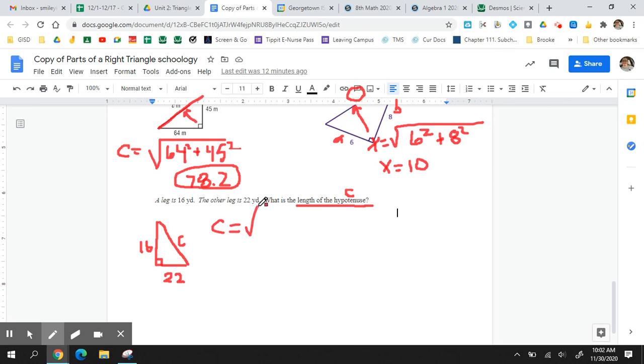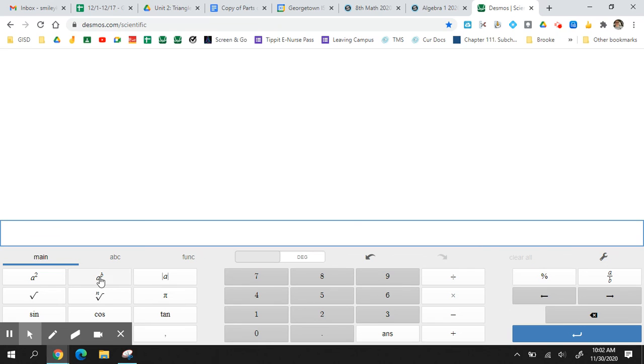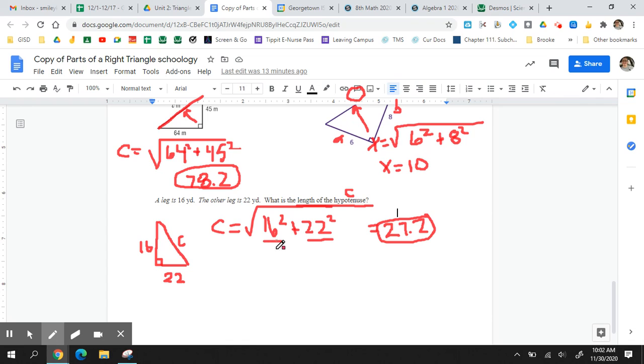So we're going to put square root of 16 squared plus 22 squared. Go to your calculator or go to Desmos. Let me clear this. And we said what? 16 squared plus 22 squared. And you get 27.2. And we can tell if we got the right answer because this is the longest side. 27.2 is longer than 22 and is longer than 16. Okay? And we used a plus sign in the middle.